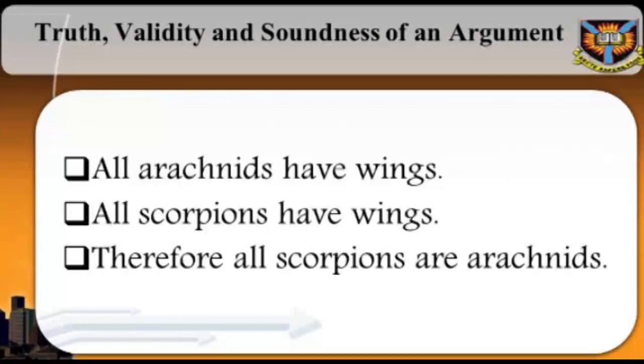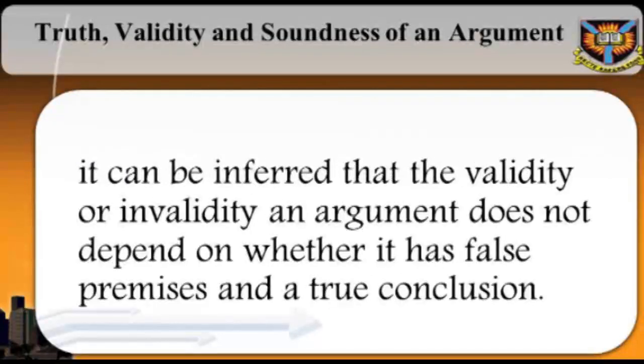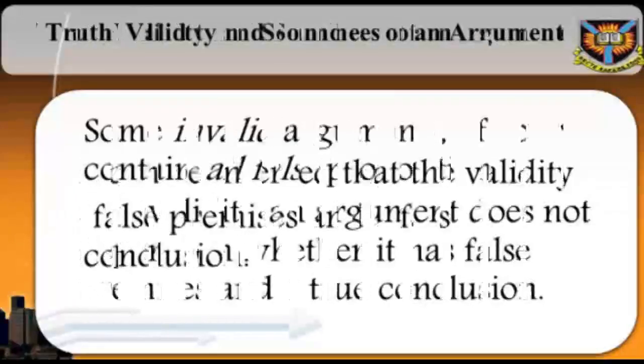6. Some invalid arguments also have false premises and a true conclusion. All arachnids have wings. All scorpions have wings. Therefore, all scorpions are arachnids. From examples 5 and 6 taken together, it can be inferred that the validity or invalidity of an argument does not depend on whether it has false premises and a true conclusion.